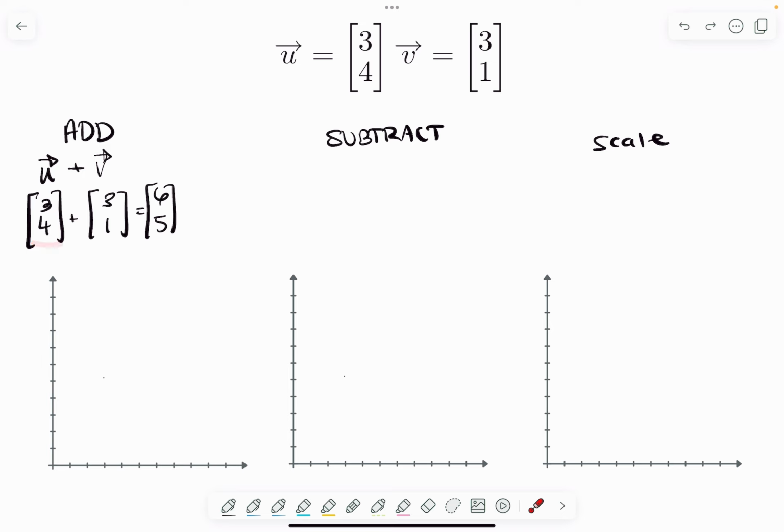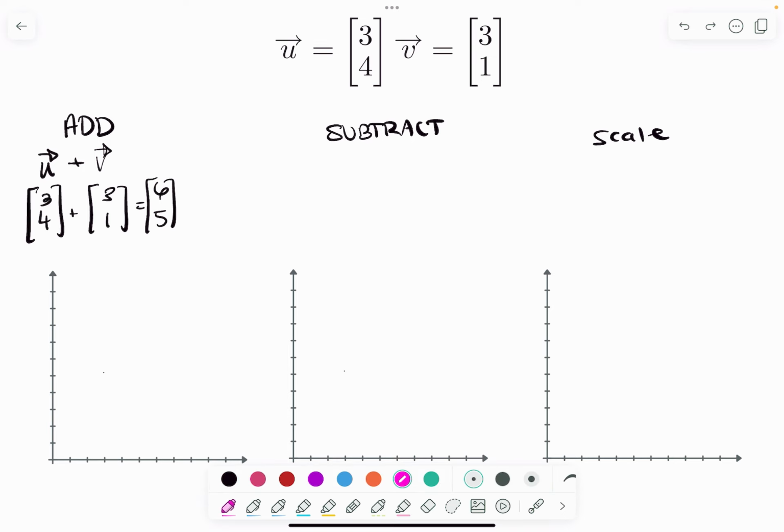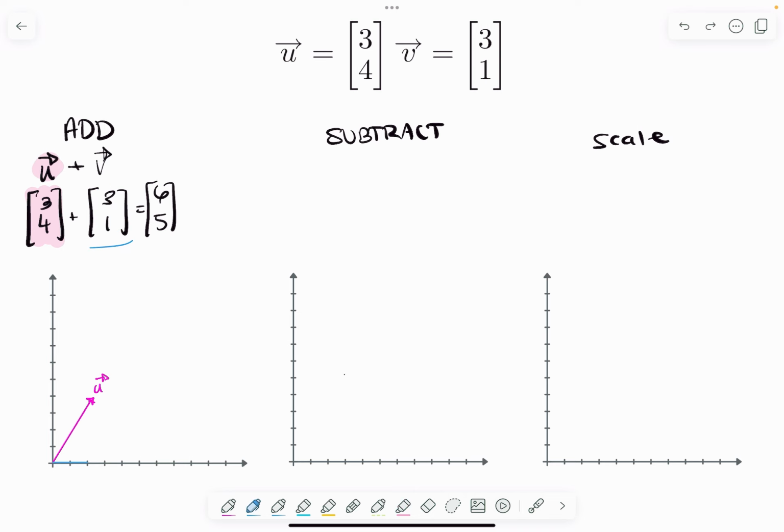Well, you can plot vector u. That means go 3 to the right and 4 up, starting at the origin unless otherwise specified. 1, 2, 3 to the right, and then 1, 2, 3, 4 up. That's my vector u. Then vector v is 3 to the right and 1 up. That's my vector v. And then the resulting vector, what you get from adding the pink and blue vectors, is 6 to the right and 5 up. This is vector u plus vector v.